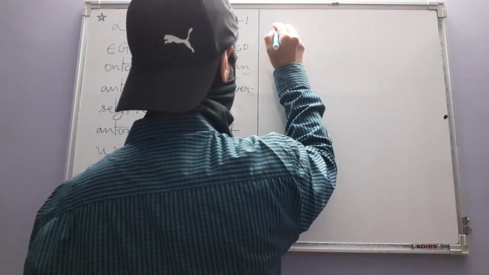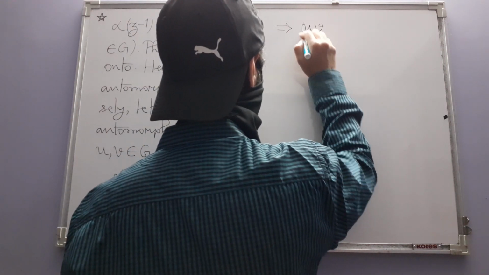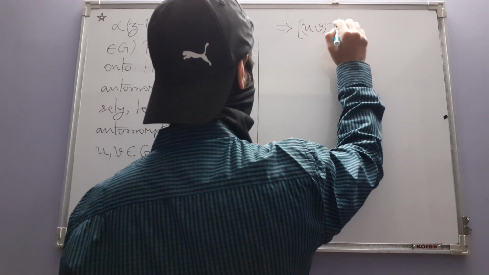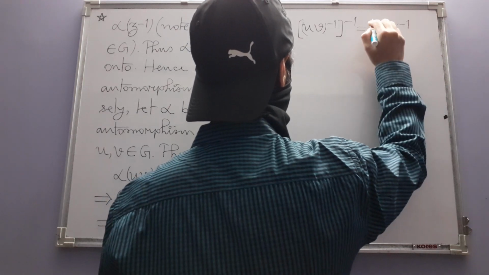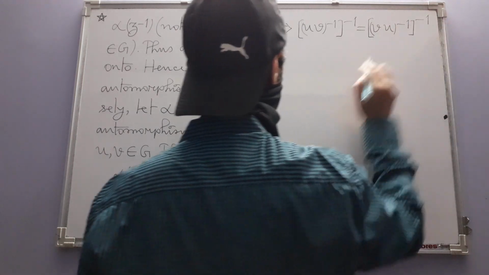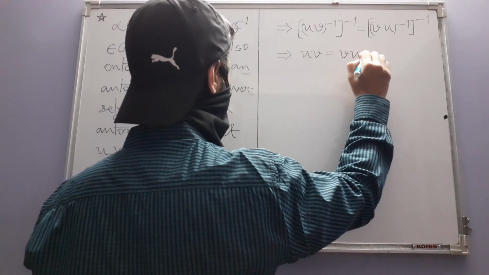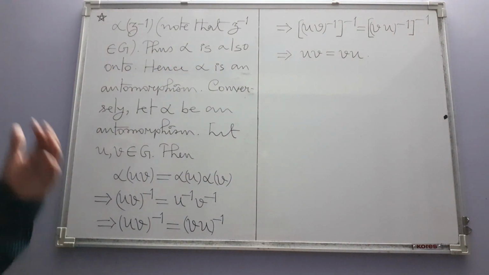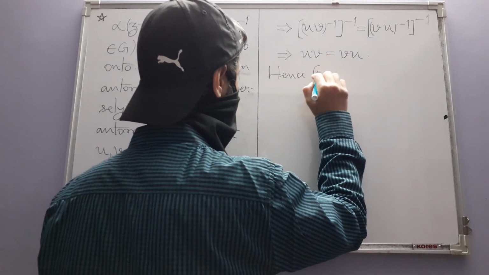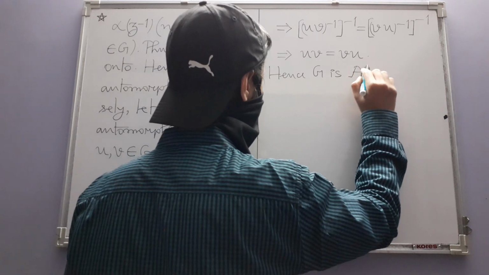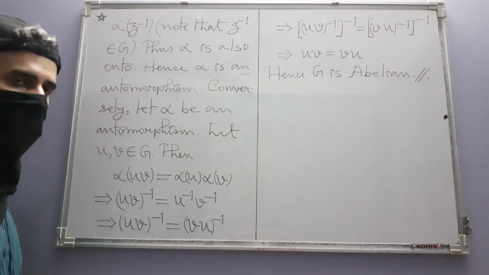Okay, now you know what you have to do. You have to now just take again inverses on both sides. So that's it. This is our consequence that we want. Hence, G is abelian, and this completes the solution.